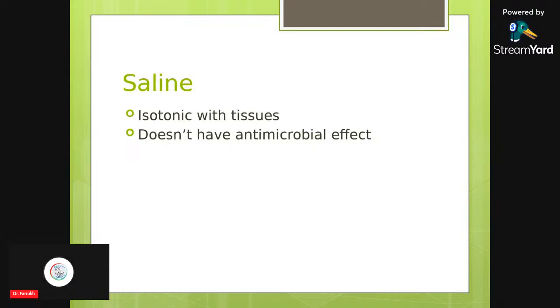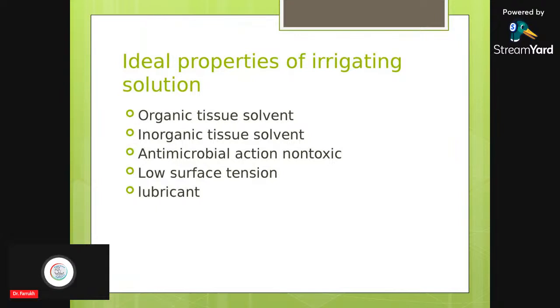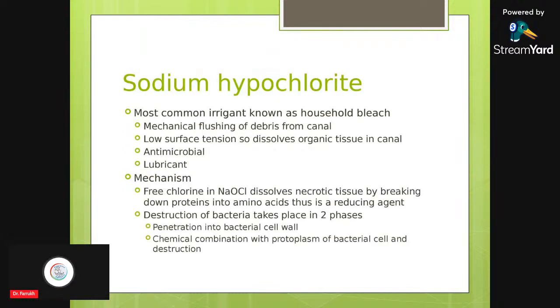Okay, saline. Basically, it is isotonic with the tissues, does not have antimicrobial effect. Ideal properties of the irrigation solution include organic tissue solvent, inorganic tissue solvent, antimicrobial action, non-toxic, low surface tension, lubricant.